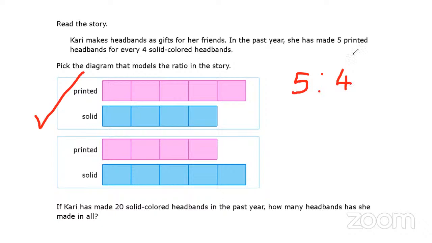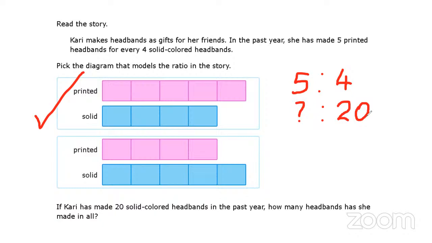So here we've got 5 to 4. 5 printed to 4 solid. And if she made 20 solid, so I'm going to just put a little question mark here. We need to see how many printed. Let me put a question mark here to 20 solid. All right. So how do we figure out how many printed she would have made if she made 20 solid?